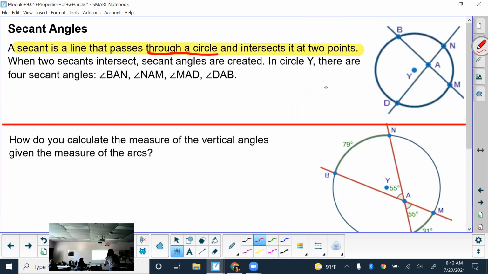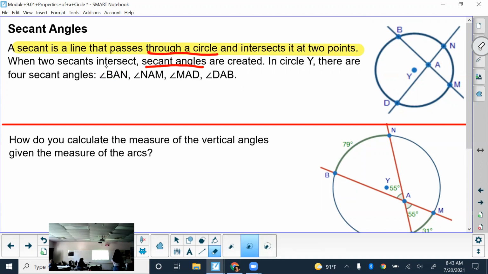When two secants intersect, secant angles are created. So note, those aren't the same as central angles. All right, maybe let's say this one is 80 degrees, that doesn't make this 80 degrees. All right, that is not correct. So just keep that in mind if secant angles are labeled. Don't treat them like central angles.